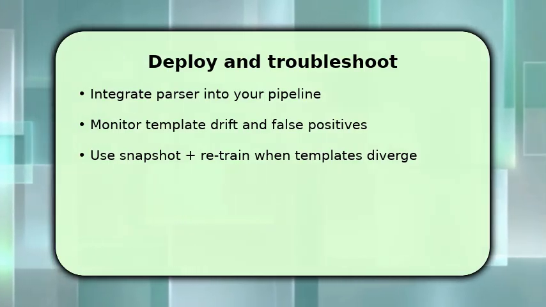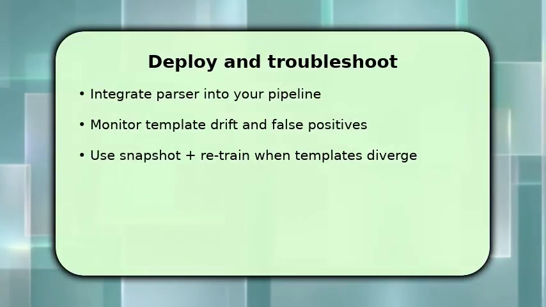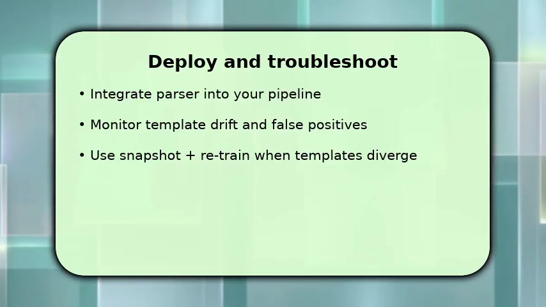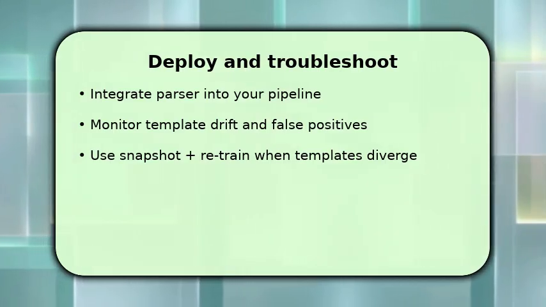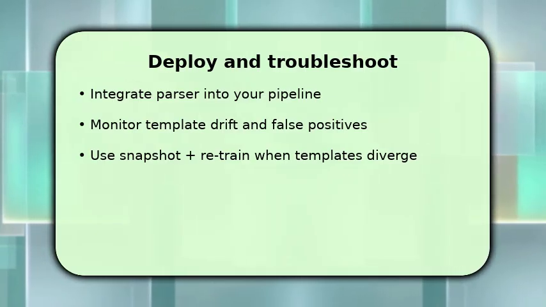If things go wrong, like excessive splits, snapshot the current model, adjust thresholds, then retrain with a representative dataset. This roll back and tune approach recovers stability quickly and preserves operation.